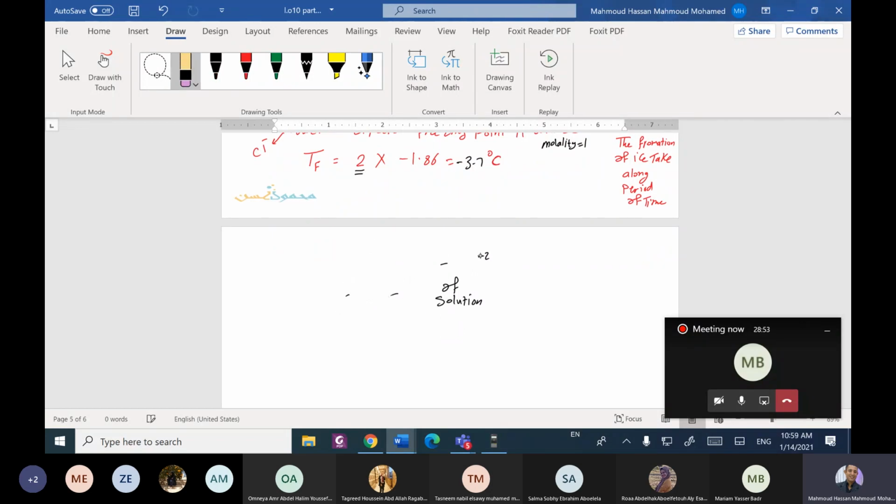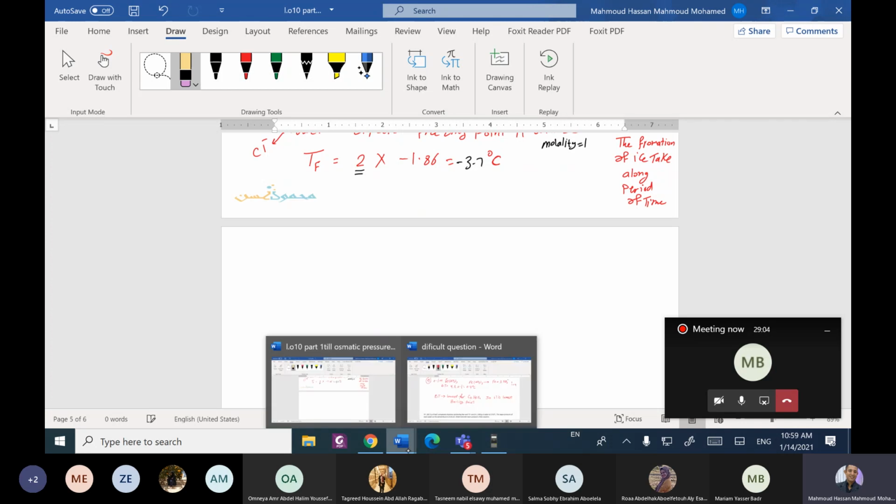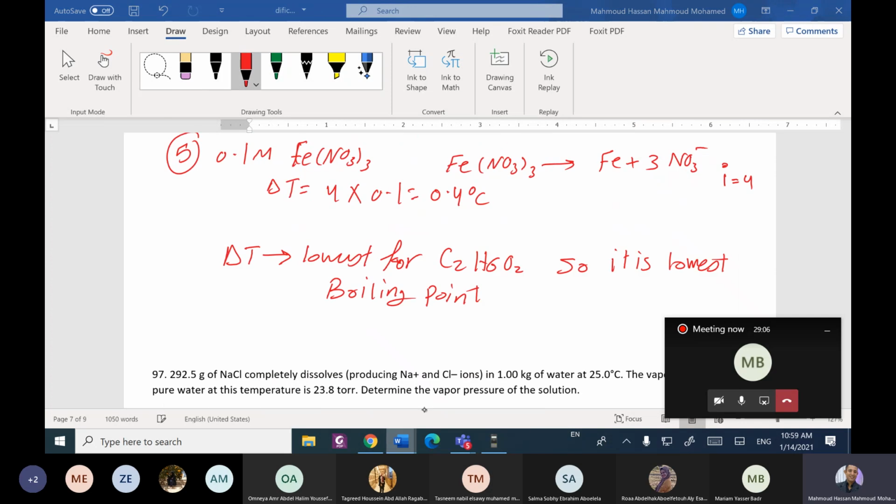Okay, the last property we are going to talk about is the osmotic pressure. But before talking about the osmotic pressure, we can return back to solve a problem on the freezing point.